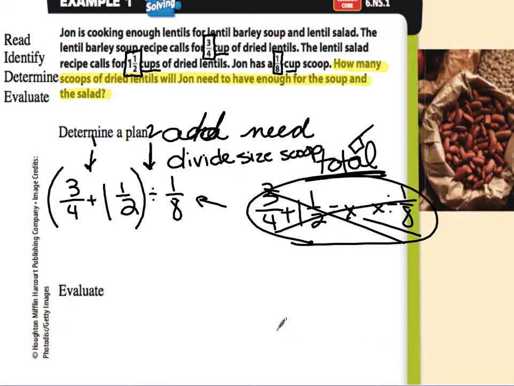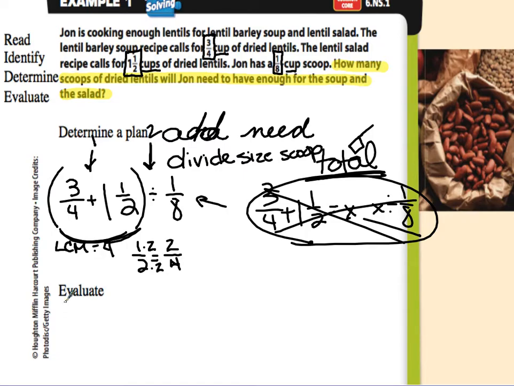In order to make this happen, we have to do the parentheses first and then divide it by 1/8. Okay, so now that I have a plan, I can evaluate that plan. I can solve. In order for this to work, because I'm adding, these two have to have the same denominator. The LCM of 2 and 4 is 4. So I have to change 1/2 to something with 4. I multiply by 2 and I get 2/4.